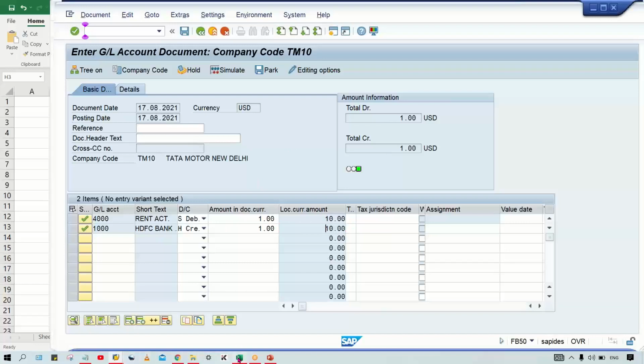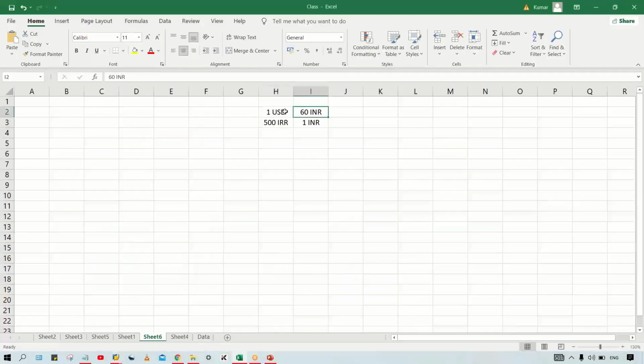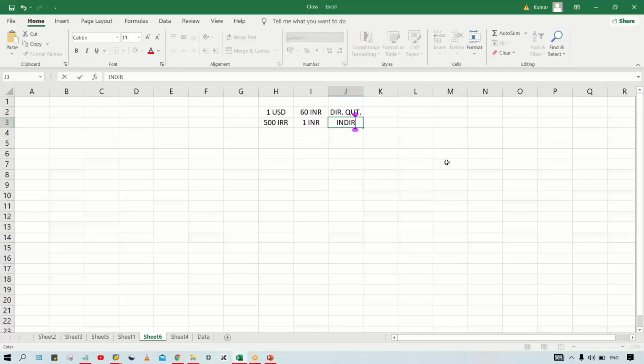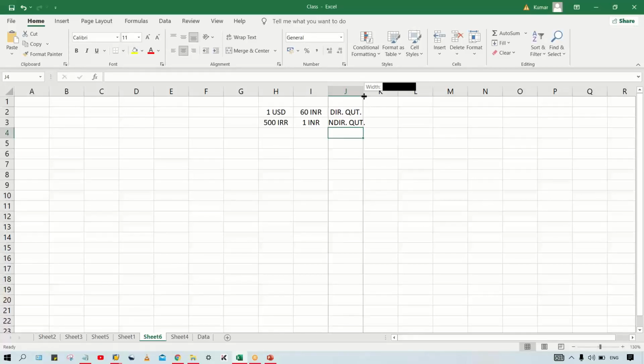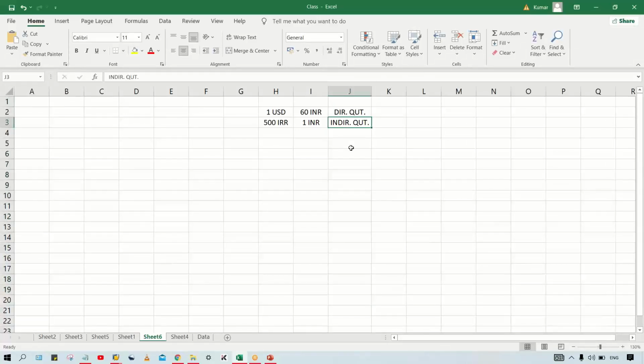So if 1 USD equals 60 INR, 1 unit of foreign currency shows the total value of local currency. This is the example of direct quotation. Direct quotation, right? Now 500 INR equals 1 INR. So 1 unit of local currency shows the total value of foreign currency. This is the example of indirect quotation.